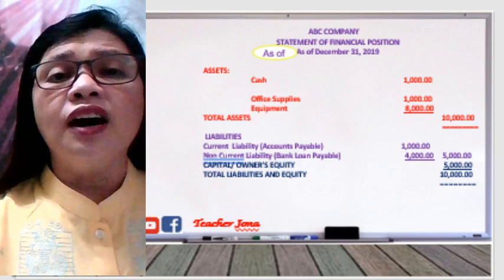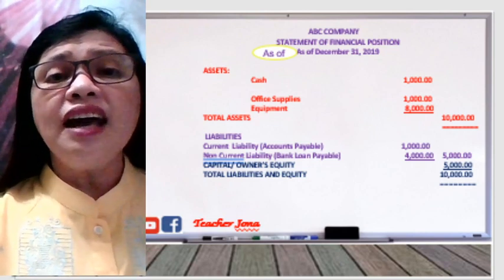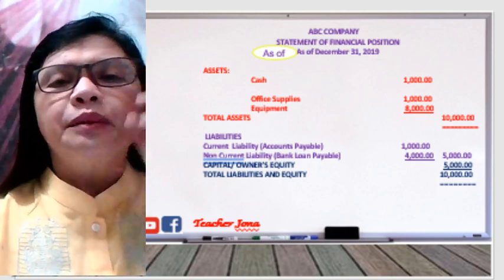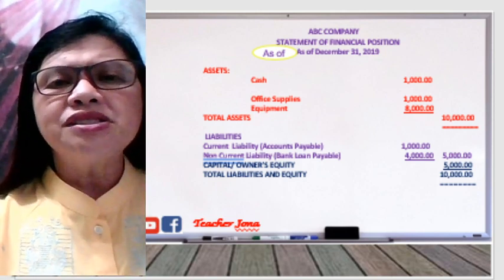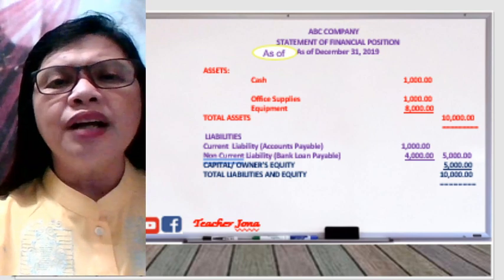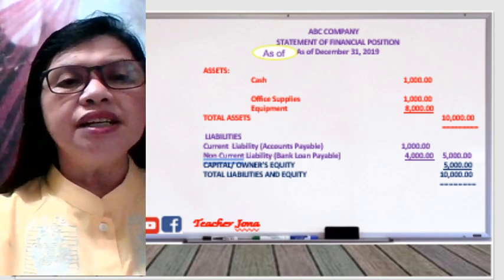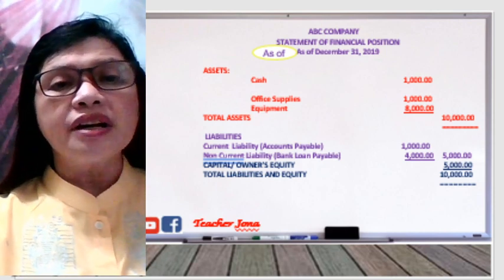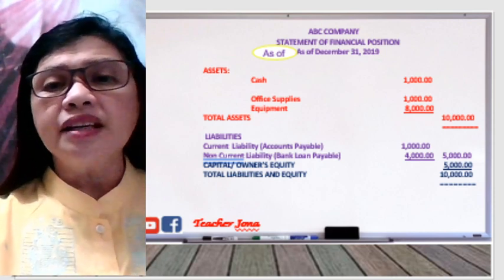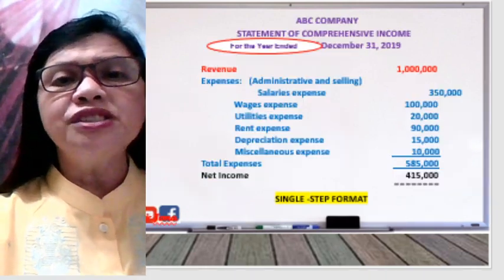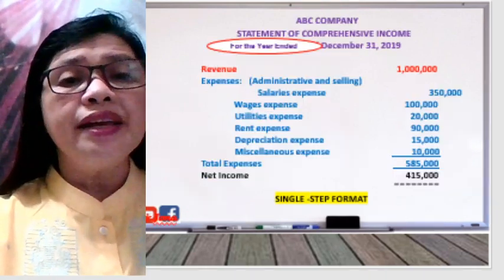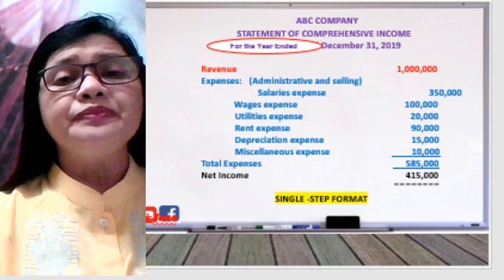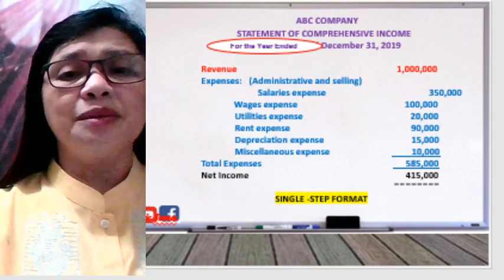Here, I have shown an example of a balance sheet. Yes, this is a balance sheet. What I was trying to emphasize here is the phrase "as of." In the balance sheet, you may ignore using "as of," or you may use it. But in the income statement, you always use "for the year ended," "for the quarter ended," or "for the month ended," whichever is applicable.